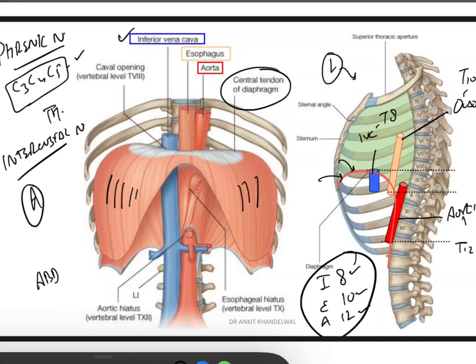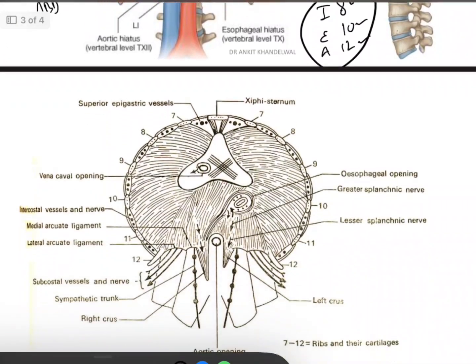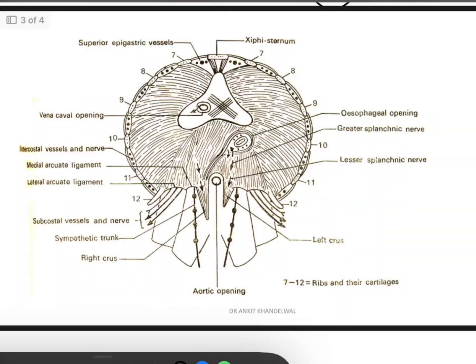But considering the level of exams, we have other openings also, and here we can look at this particular image. Here we are seeing the diaphragm again, and you can imagine you are seeing it from above. The central tendon of the diaphragm is this tripod leaf shaped structure, and all around we have the muscular part. The numbers 7, 8, 9, 10, 11, 12 show the ribs.